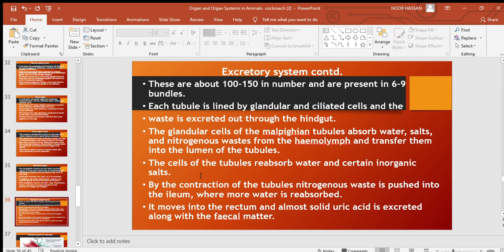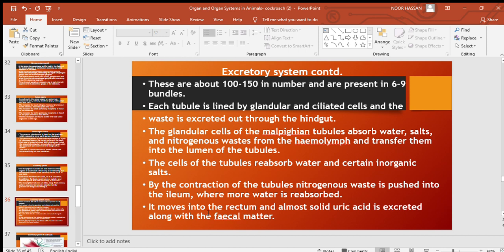The cells of the tubules reabsorb water and certain inorganic salts. So the cells that line the tubules reabsorb water and certain inorganic salts. Whatever is necessary for the body can be reabsorbed. Then, by the contraction of the tubules, nitrogenous waste is pushed into the ileum, where more water is reabsorbed.